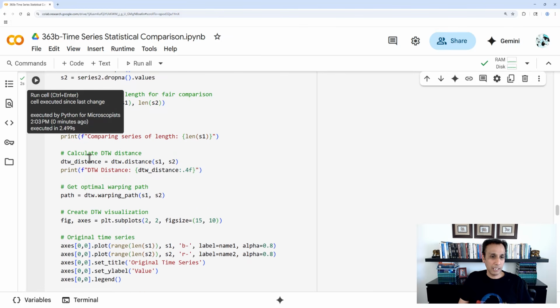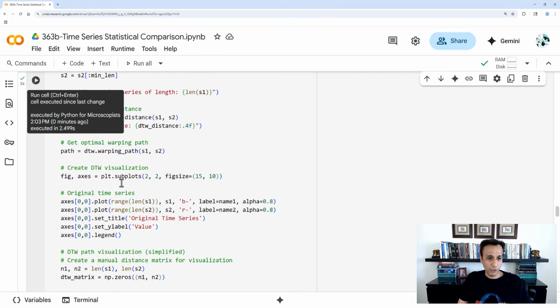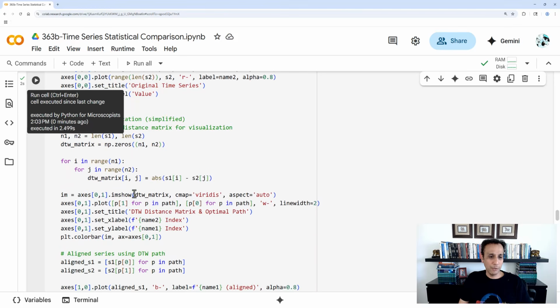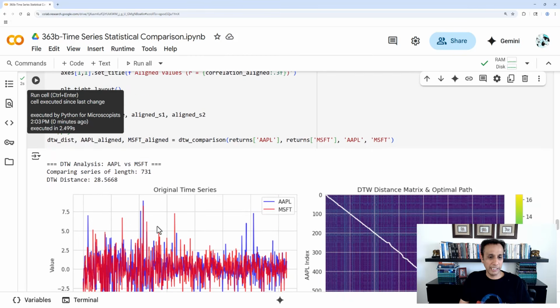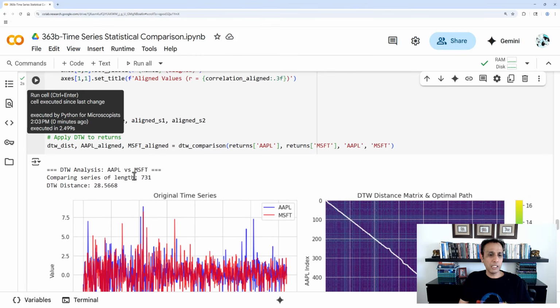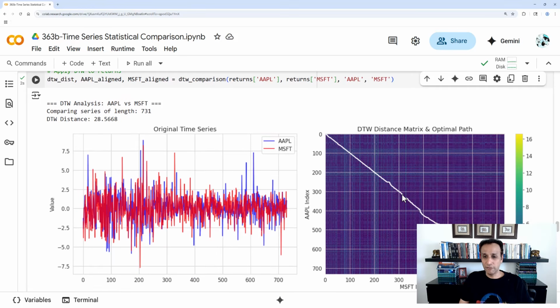And let's see, we are calculating the DTW distance and then the warping path between the two time series, and we're going to plot those and look at the plots. Did I run this whole thing? Yeah, right there. So if you look at comparing the series, the distance is 28.56. Frankly, I have no clue what to make of that value, but whenever I do DTW, the first thing I look at is this white line right there.